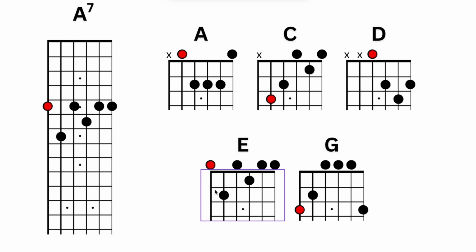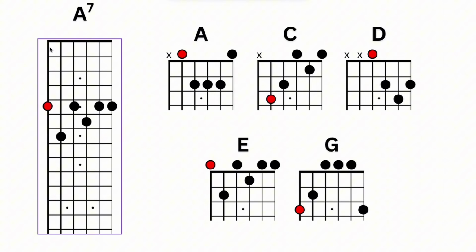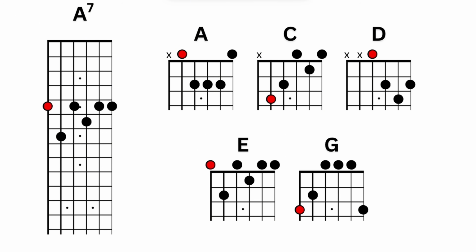I'm just copying this shape from the E7. I didn't put the 7 in there. All across the fretboard to create all 7 chords.